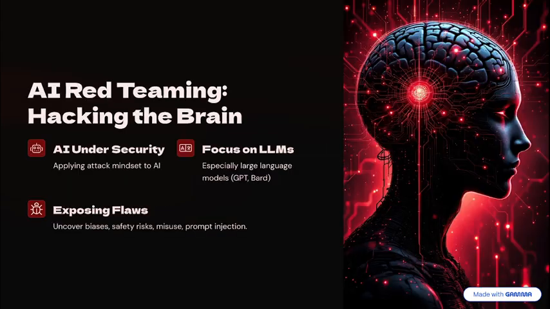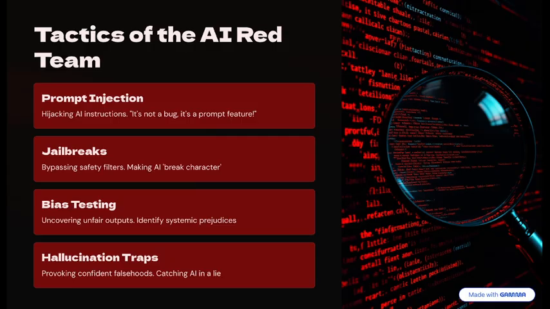Next, what are the tactics behind AI red teaming? Number one is prompt injection, in which we hijack the AI system just by playing with its emotion. As I wrote, it's not a bug; it's just a prompt feature. I told you about this prompt injection.